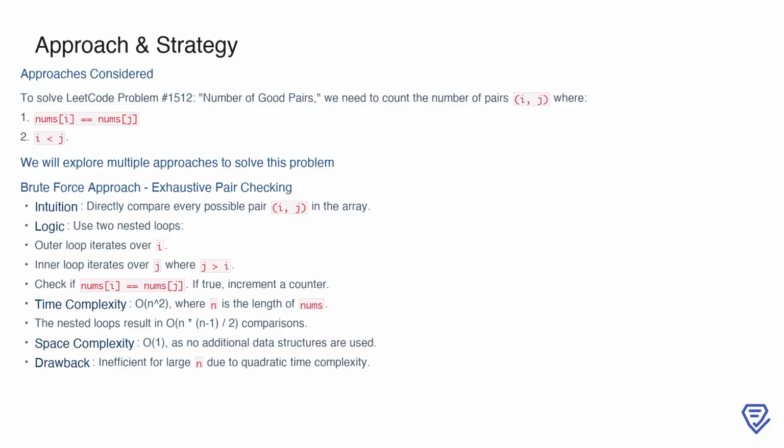While this approach is conceptually simple and easy to implement, it has a significant downside. Due to the nested loops, the time complexity is quadratic, O(n squared), which becomes inefficient as the array size grows. This makes the brute force method impractical for large inputs, despite its simplicity. Additionally, it uses no extra memory, so the space complexity is O(1). This trade-off between simplicity and efficiency prompts us to explore more optimized solutions.